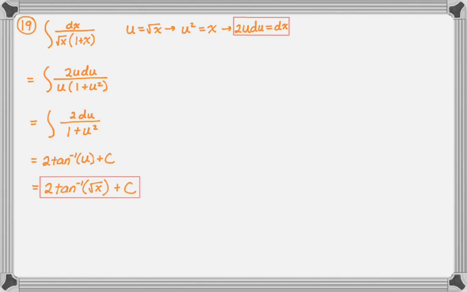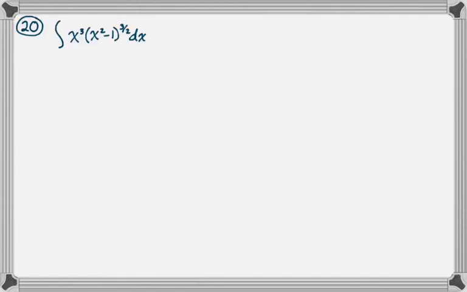Let's take a look at a new problem. All right. Integral of x cubed, quantity x squared minus 1 to the 3 halves. So something to the 3 halves is kind of annoying no matter what it is. But when it's x squared minus 1, I would like to simplify that. So I'm going to say that u is x squared minus 1. And so let's do our thing.